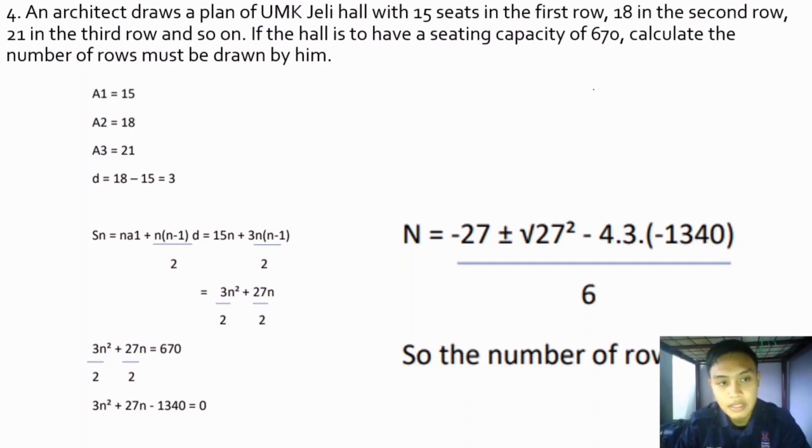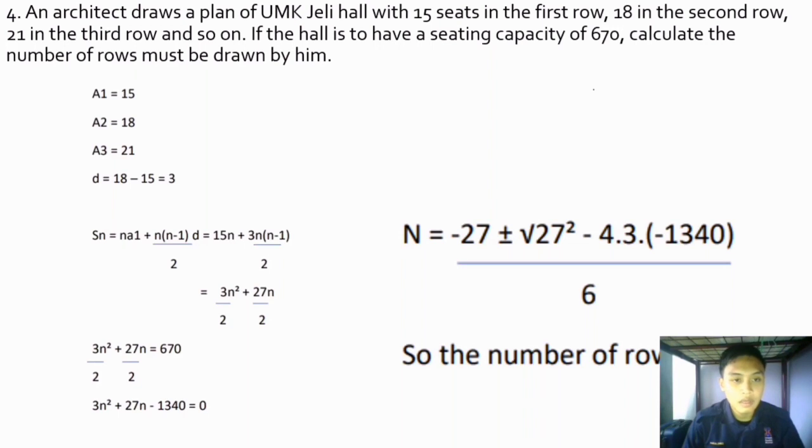I'm the last presenter. We present question 4. The problem statement is: an architect draws a plan of UMK Jelly Hall with 15 seats in the first row, 18 seats in the second row, 21 in the third row, and so on. If the hall is to have a seating capacity of 670, calculate the number of rows that must be drawn by him. So the architect wants to draw a plan to fulfill the hall's capacity of 670, and we find 15 seats for the first row, 18 seats for the second row, and 21 for the third row.